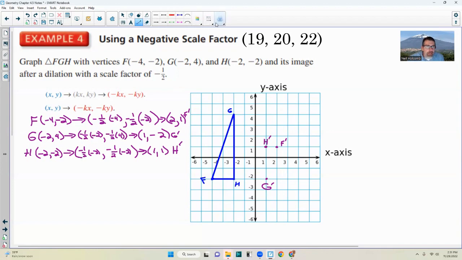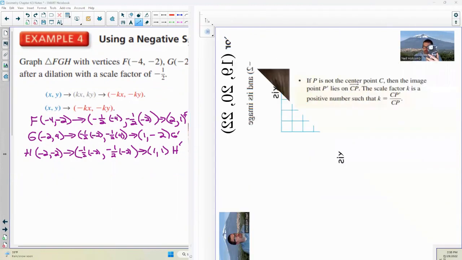And get my pen, purple, and draw your segments. So as you can see, it's a 180-degree rotation, and it's half the size, because FH is 2 and F prime H prime is 1. Okay, so there is a dilation by a negative scale factor. It's a dilation of 1/2 followed by a 180-degree rotation. So now you should be able to do 19, 20, and 22.